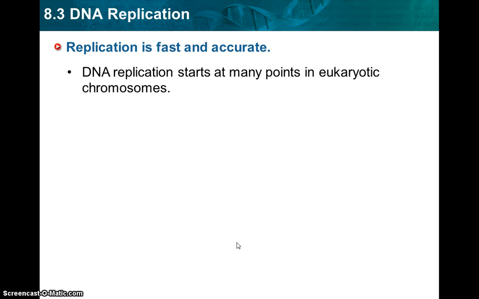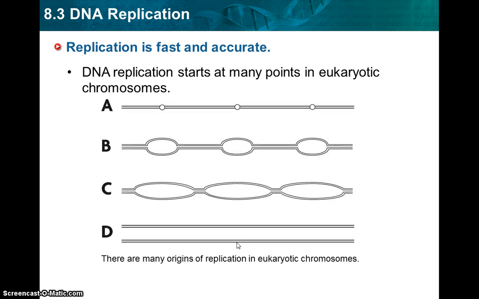Replication is normally very, very fast and very accurate because the DNA polymerase will actually check it as well. The DNA replication starts at many points in the eukaryotic chromosome. And the DNA polymerase will find and correct errors, like I already said.